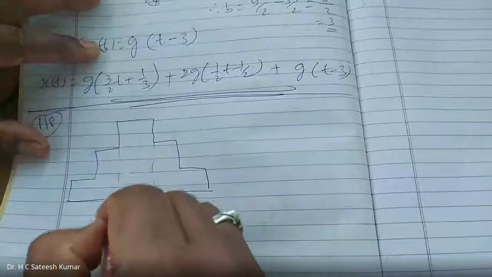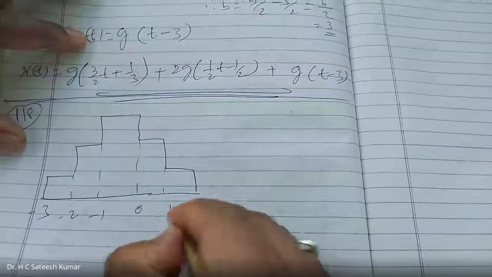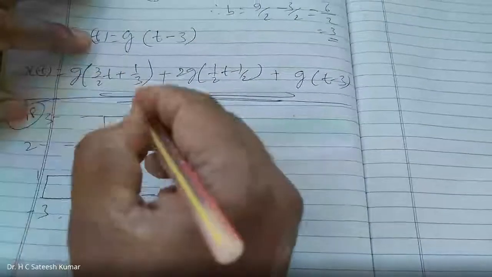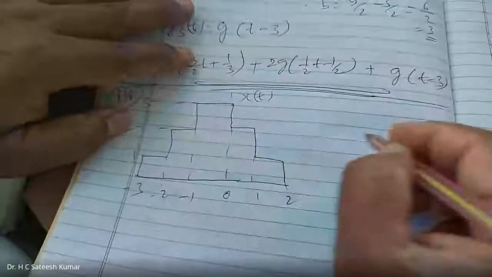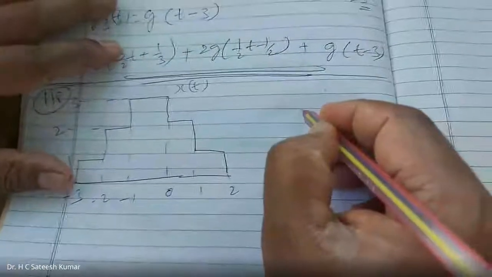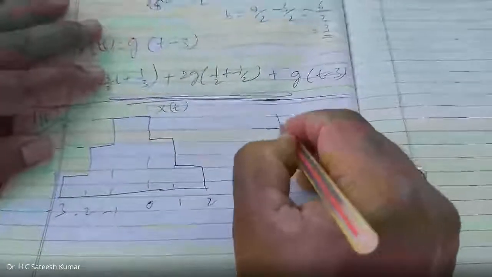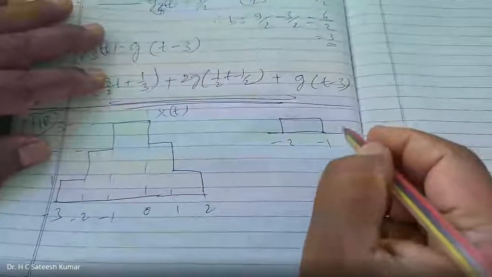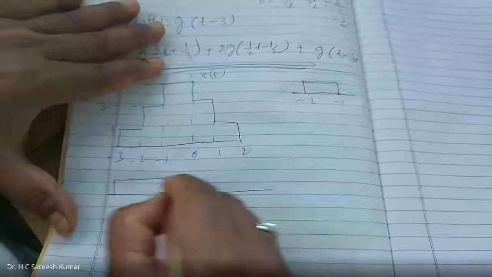0, -1, -2, -3, 1, 2, 1, 2, 3. So this is your x of t. Represent x of t in terms of g of t. G of t may be from -2 to -1, let us say. So how to represent this? Once again, we split this one. -3 to 2.